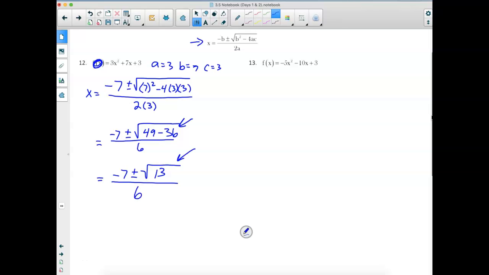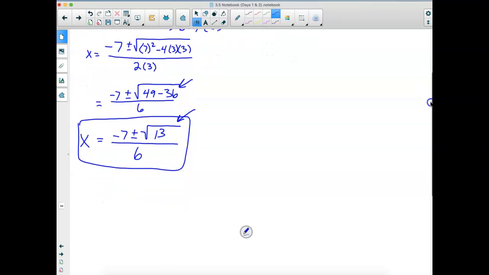Now, 13 is a prime number. It cannot be reduced at all any more than that. Therefore, here are my 2 solutions. And if anybody's at home right now saying, what do you mean 2 solutions? I only see one. I want to point them out with what plus and minus means. I have x equals opposite, or negative 7, plus the square root of 13 divided by 6.